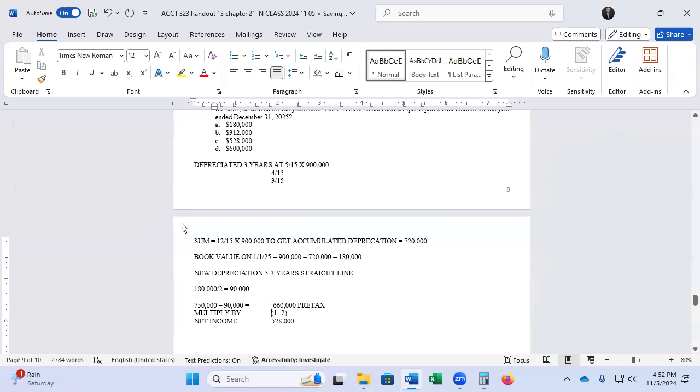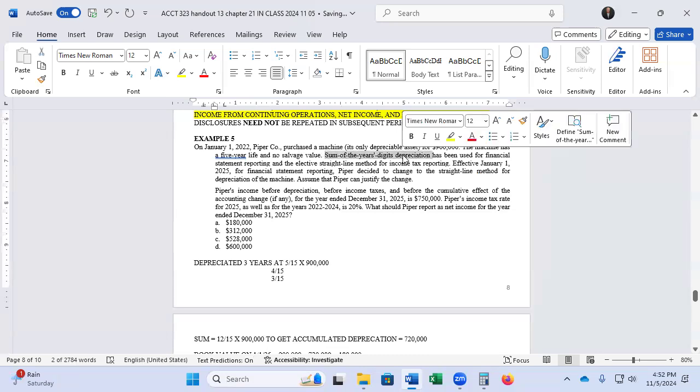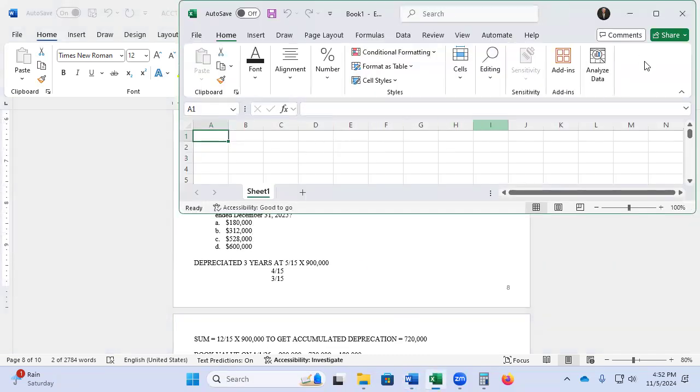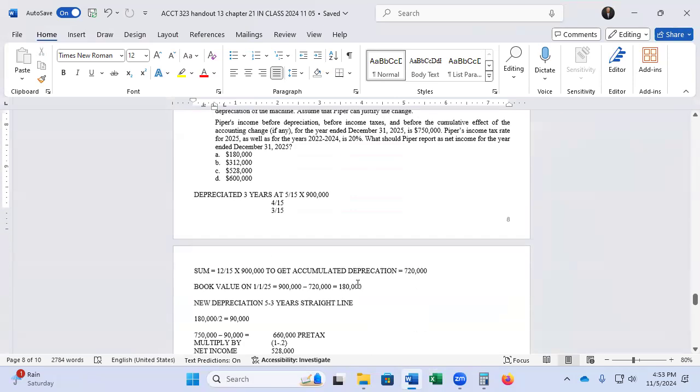Yes. What's the factor? So they depreciated it based on the sum of the year's digits. So that was the depreciation each year. So one of the things I was wondering is because your book value is supposed to change. I'm going to have to look at it again, but basically this is just how much depreciation they incurred each year. They gave it to us. They said that the sum of the year's digits depreciation had been used for financial statement reporting. And so we had 3 years of that.